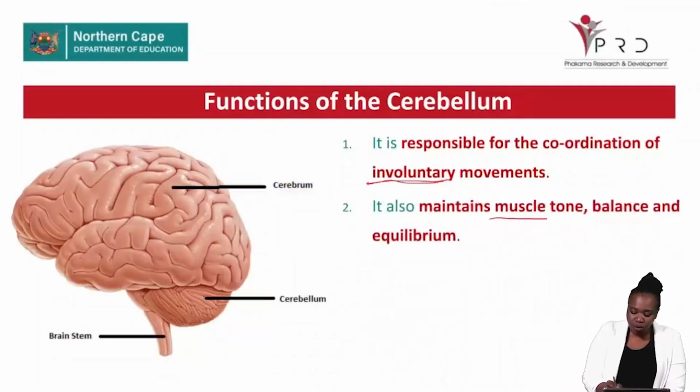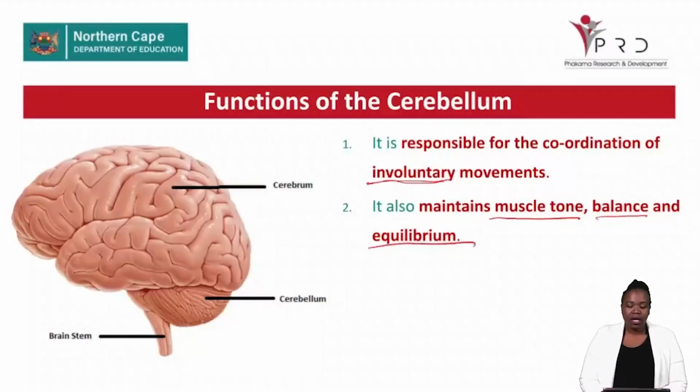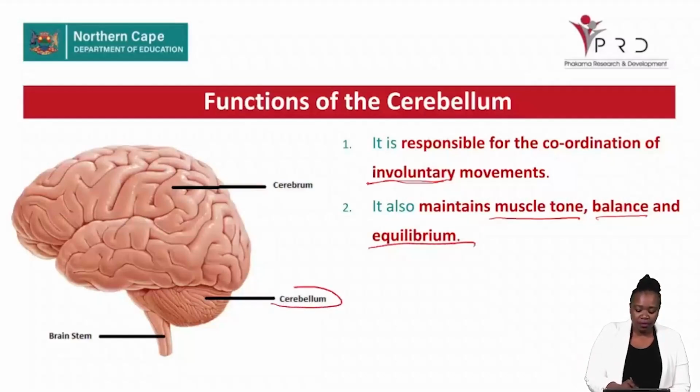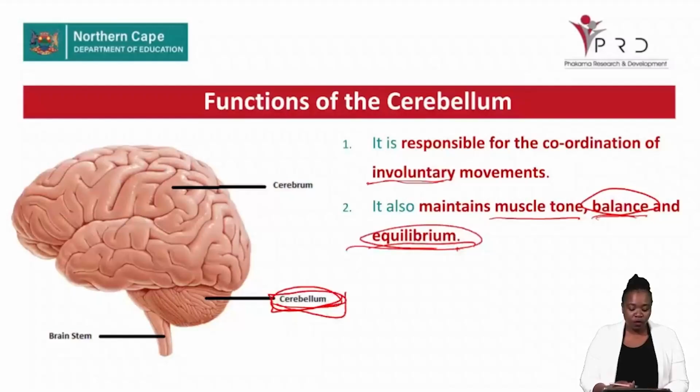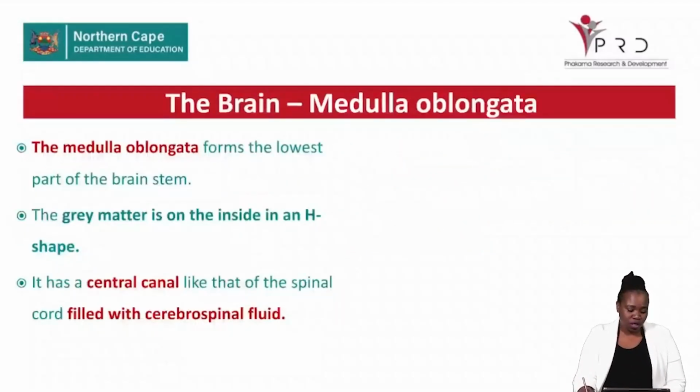And then we have muscle tone. It maintains muscle tone, it maintains balance as well as equilibrium. So we are going to be looking at the human ear later on. So we are then going to see the relationship between the cerebellum and the human ear, right? Because the human ear is also involved in balance and equilibrium. Now, it means that there should be some kind of a relationship, some kind of a communication between the cerebellum and the human ear in order to make sure that balance and equilibrium is maintained.